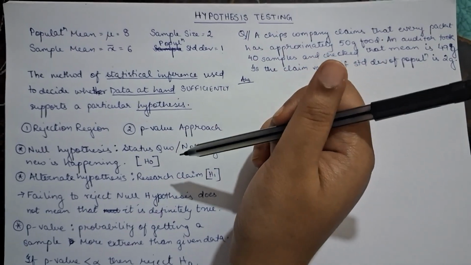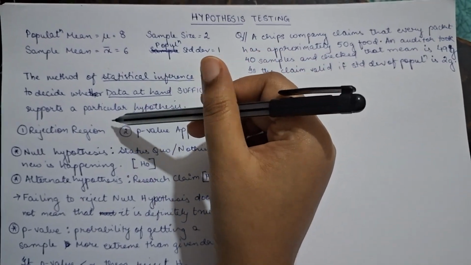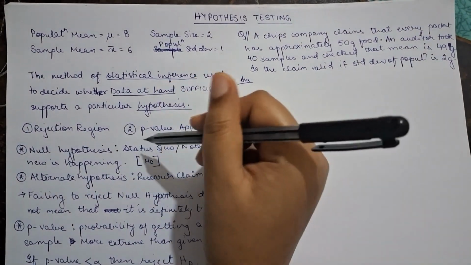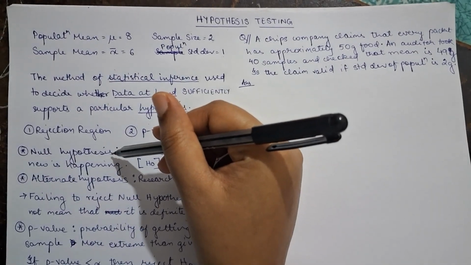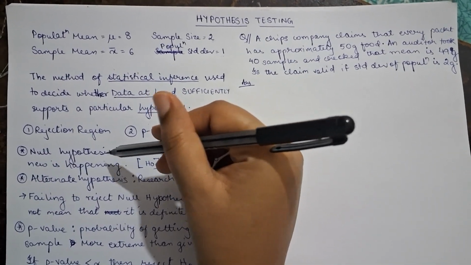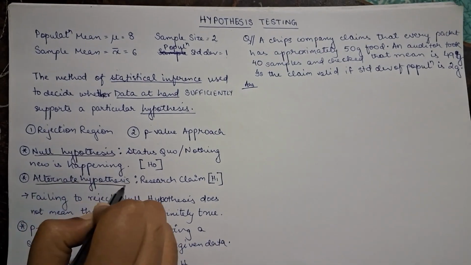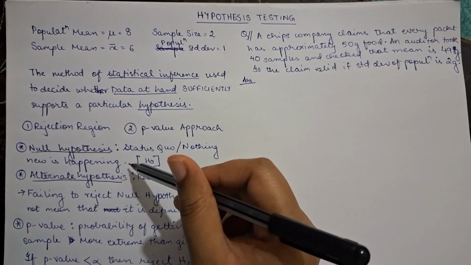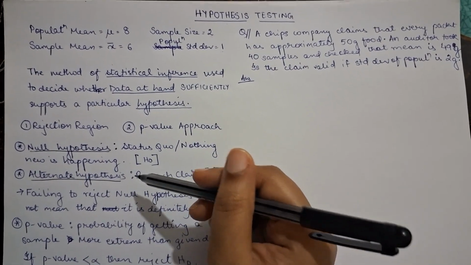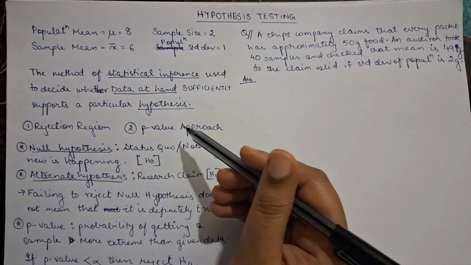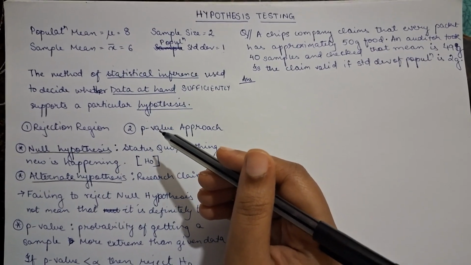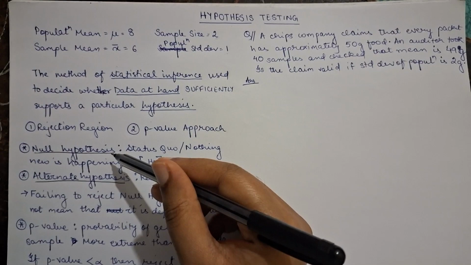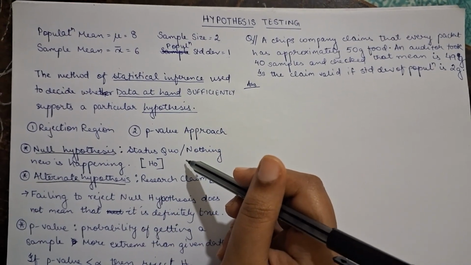This hypothesis testing is done by 2 methods: the rejection region approach and the p-value approach. Both of these approaches include 2 hypotheses. One is the null hypothesis, another is the alternate hypothesis. The null hypothesis, which is usually denoted by H0, says that nothing new is happening. Whatever it was previously, the same thing continues even after the test or some program. So it generally denotes no effect.